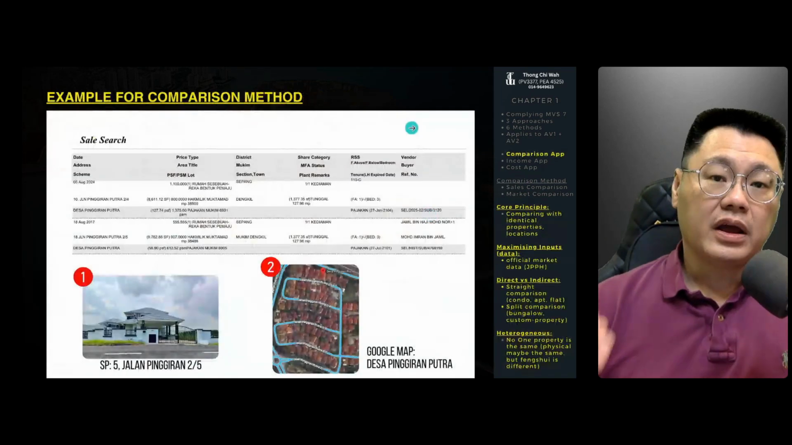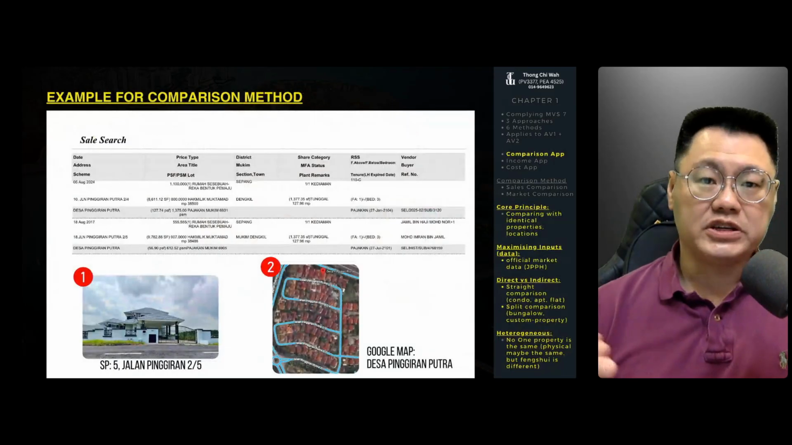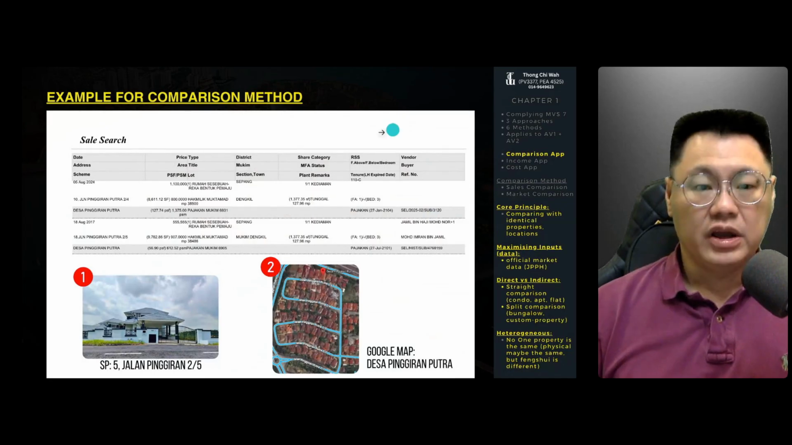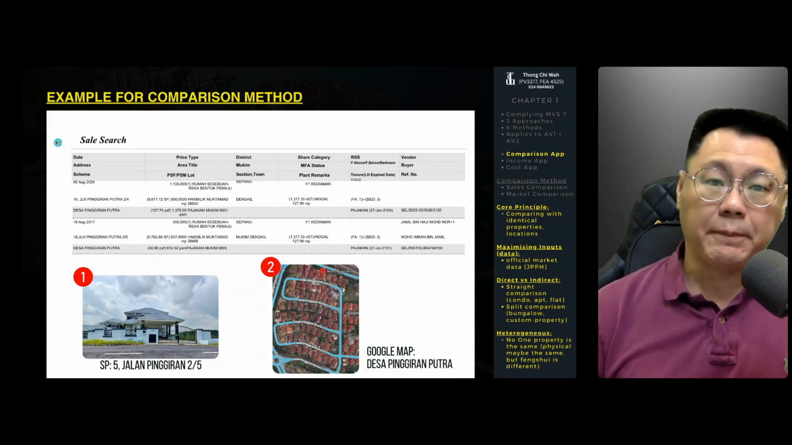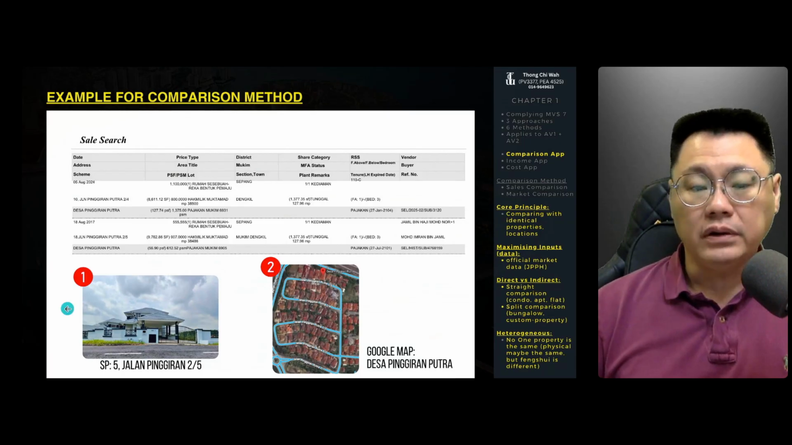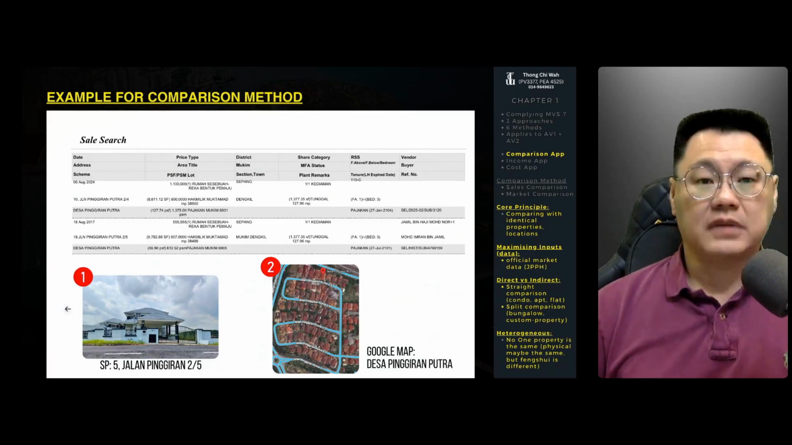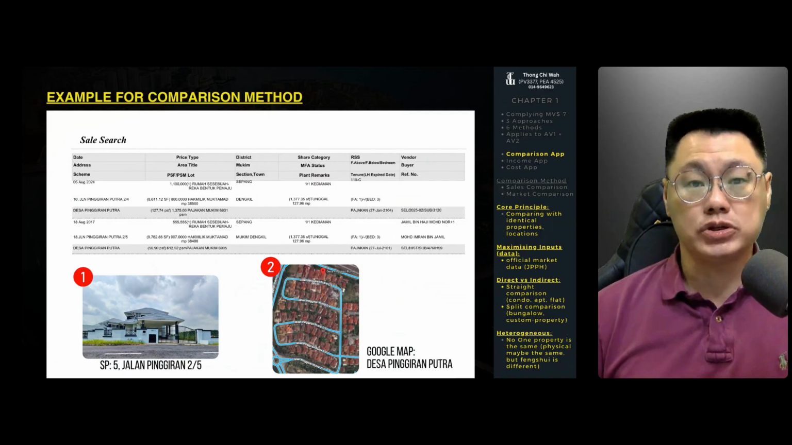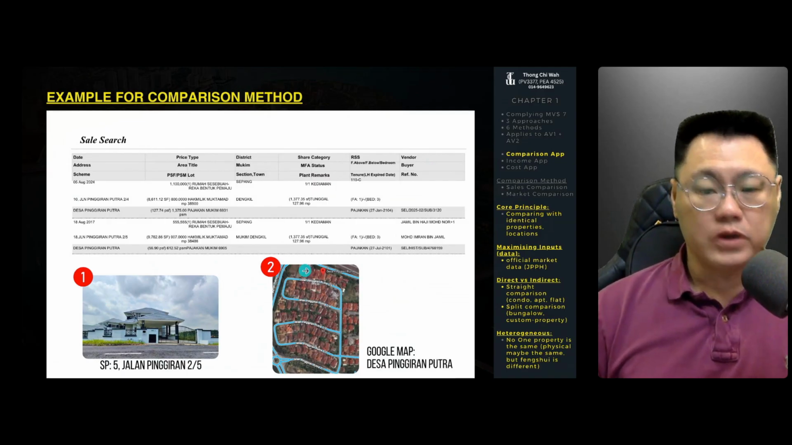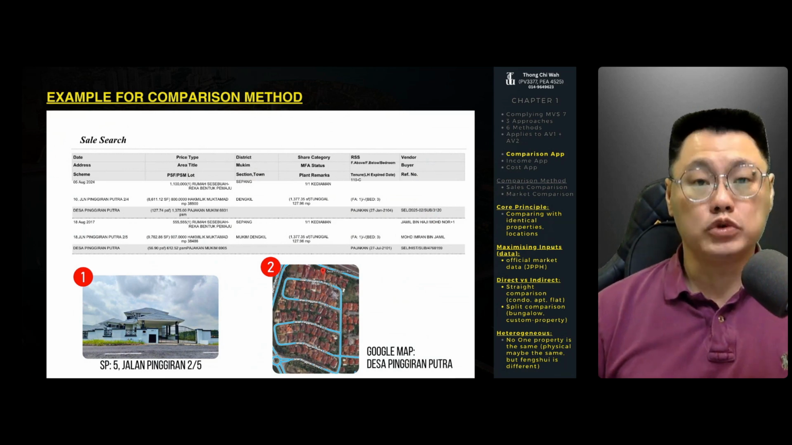Now, like I said, in properties, we have to use open market as well as actively traded. Here is a slide on the comparison method. It's called sales search, and in this is JPPH data. Let's take number one, the SP, the subject property, which is 5 Jalan Pinggiran 2/5. And it happens to be here in Google Map, Desa Pinggiran Putra.